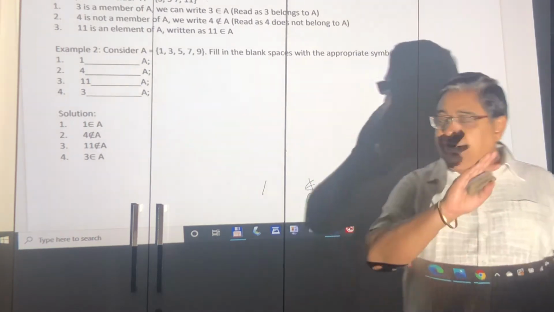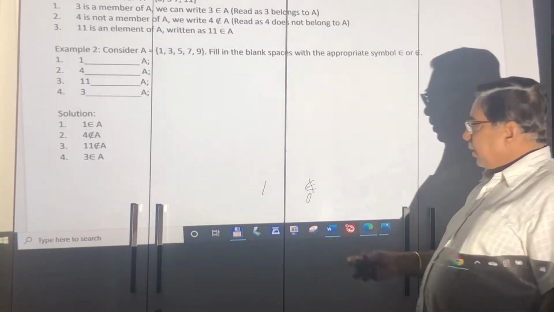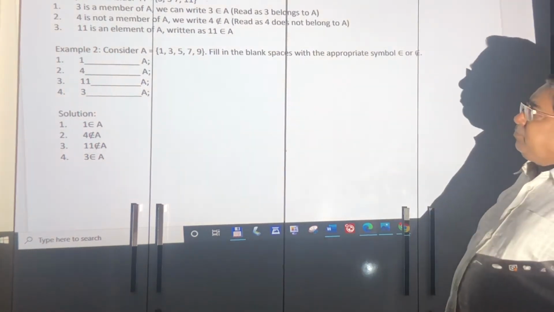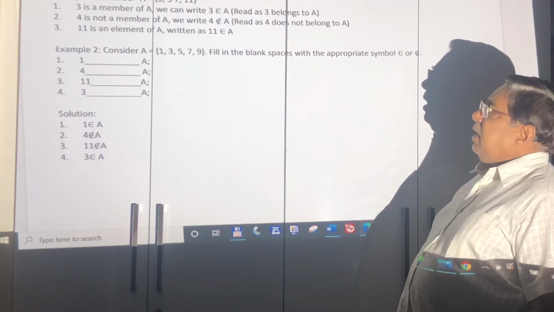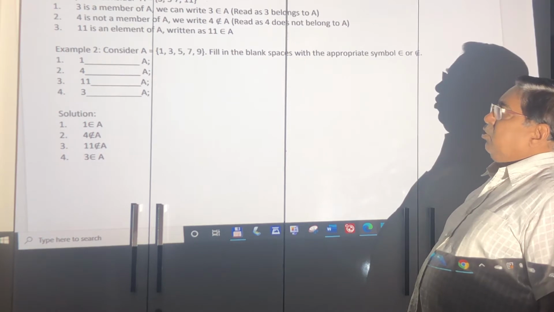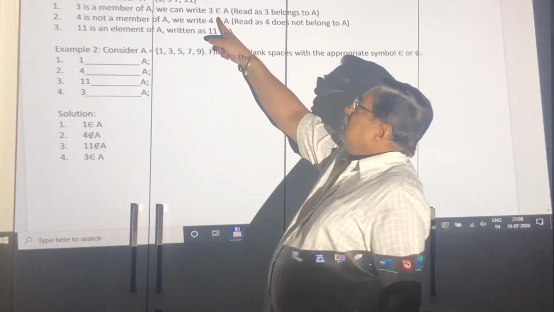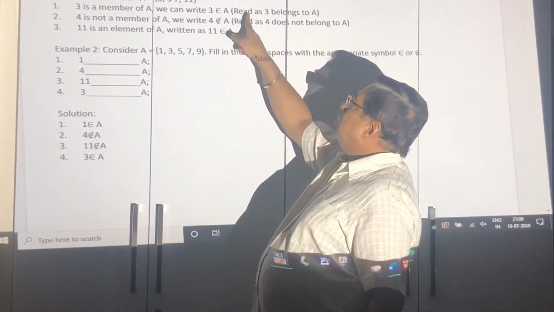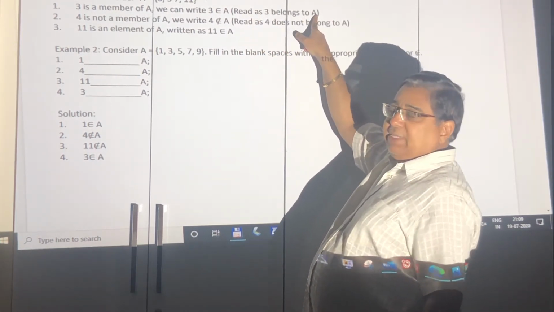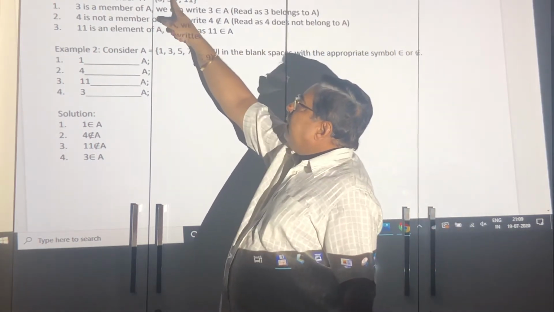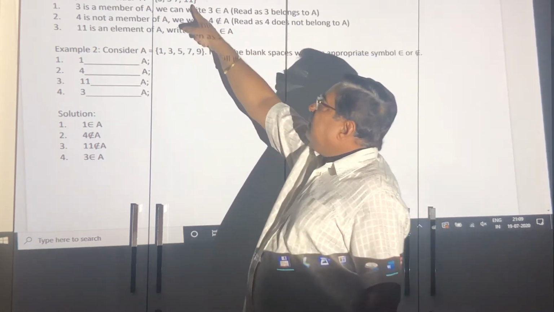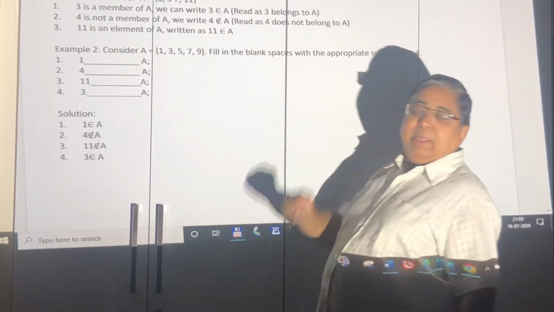Symbols speak lots. We don't write too much. We don't have to elaborate too much. Okay, let's go further. Let's take some examples. First example. Set A contains 3, 5, 7 and 11. So we will say 3 is a member of A. We can write 3 ∈ A. You must read it as 3 belongs to set A. Capital is always the set. 4 is not there. 4 is not a member, so we will cancel the ∈. 11 is there, so we will write 11 belongs to set A.